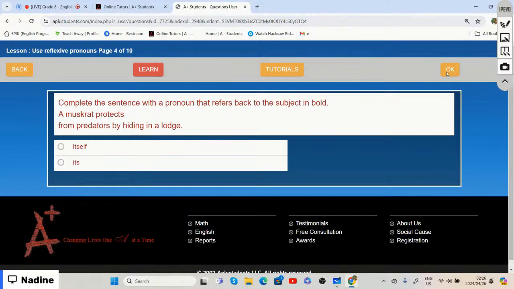All right, the muskrat protects itself or its from predators by hiding in a lodge. The muskrat protects itself or its from predators by hiding in a lodge.